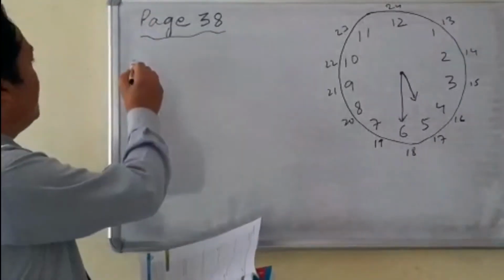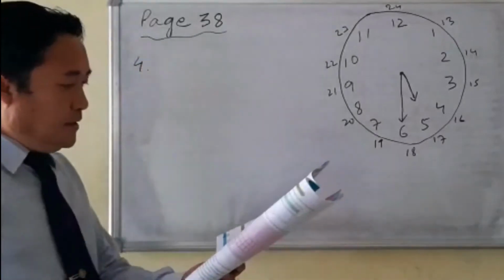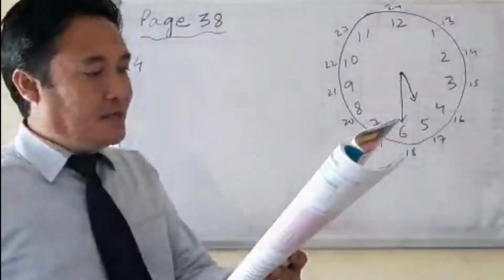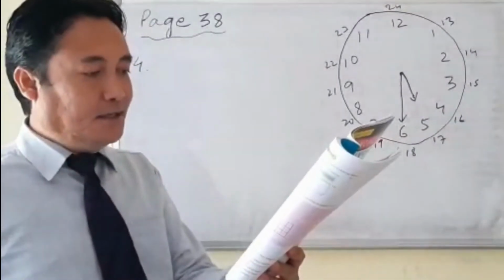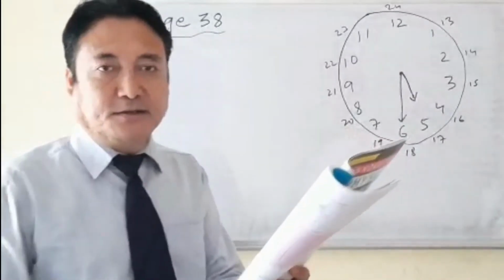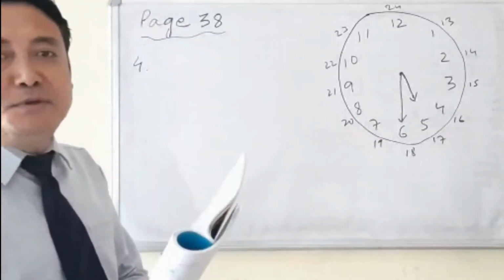Now, the next question, number 4. Your father is back home from office at 17:30. Convert the time into 12-hour format. Okay, now how to convert the time into 12-hour format?